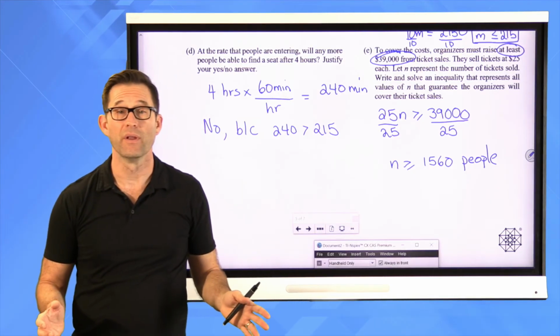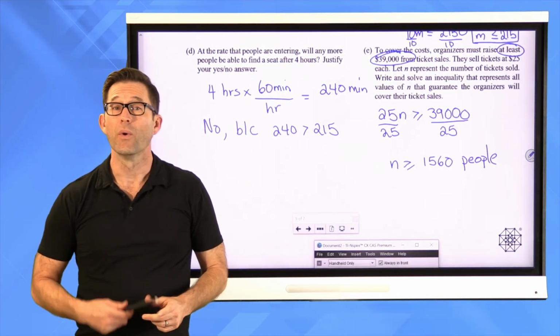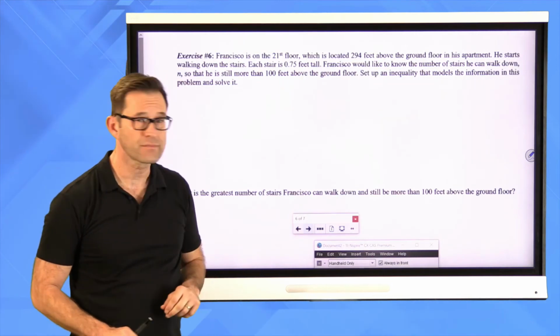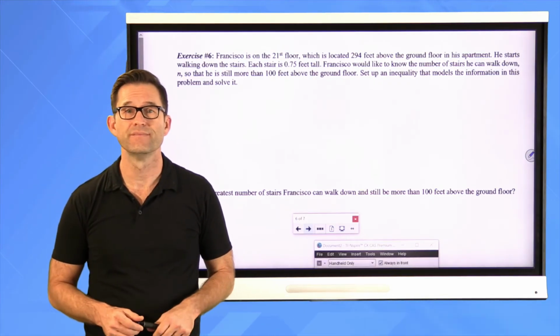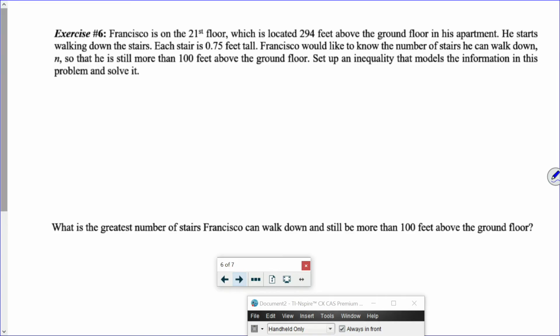Simple enough. Let's go with one more problem, one more inequality. This is like the last problem of the unit. Exercise number 6. Francisco is on the 21st floor, which is located 294 feet above the ground floor of his apartment. He starts walking down the stairs. Each stair is 0.75 feet tall. Francisco would like to know the number of stairs he can walk down, n, so that he is still more than 100 feet above the ground. Set up an inequality that models the information in this problem and solve it.